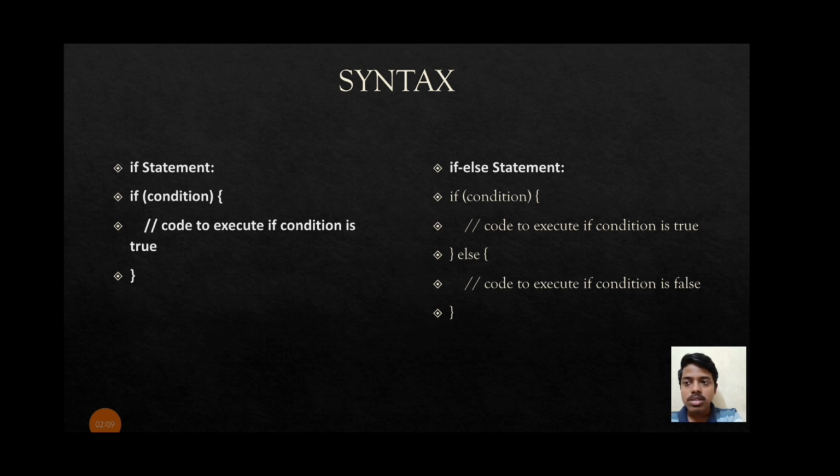First one, if statement syntax. It is like if, in brackets we will put one condition, and in flower brackets, code to execute if the condition is true. And second one is if else statement syntax. First we have to write if, then the condition, then the first flower bracket in which the code will execute if the condition is true, then after else, in the second flower bracket the code will execute if the condition is false.